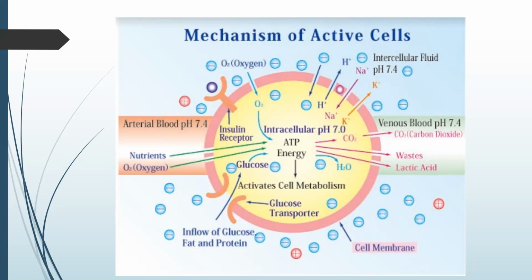Okay, so for a healthy cell, normally we have oxygen absorbed in and also our nutrients. Here you can see we have glucose, fat, and protein. A healthy cell can convert all these nutrients, our glucose, our fat, our protein, into energy through cell metabolism. This is for a healthy cell. So let's say if the cell is not healthy, what will happen?